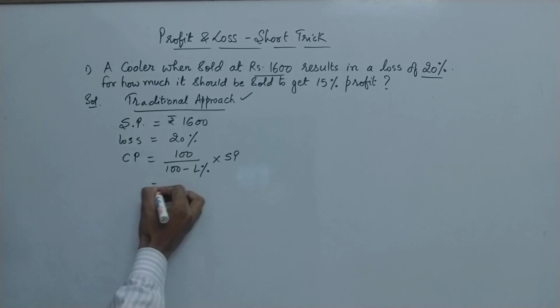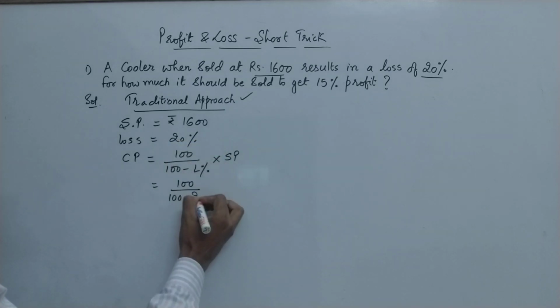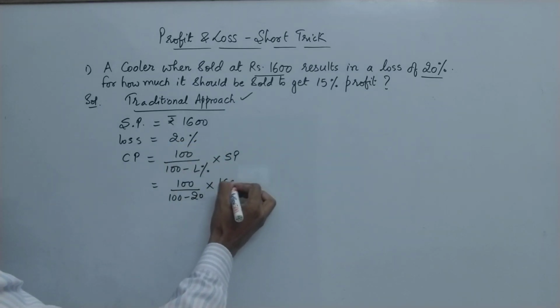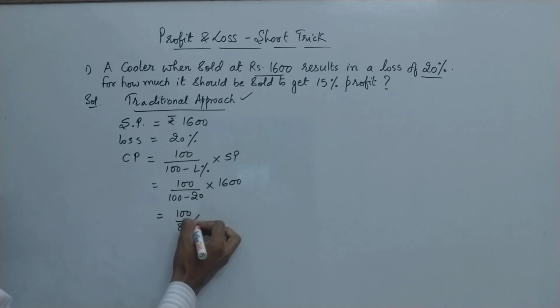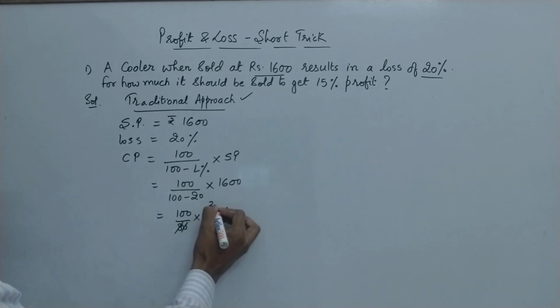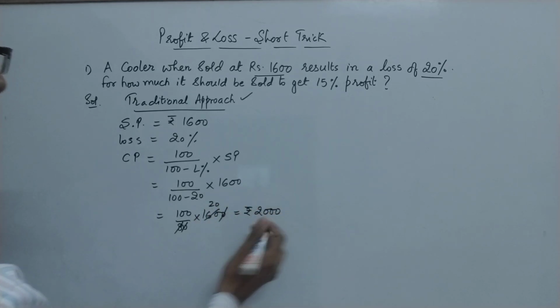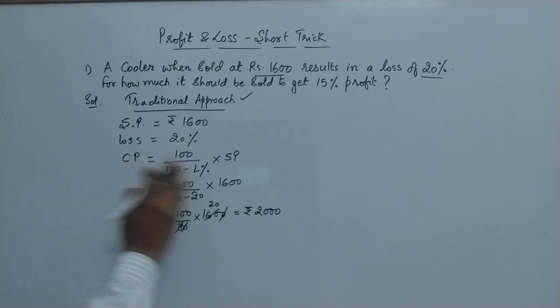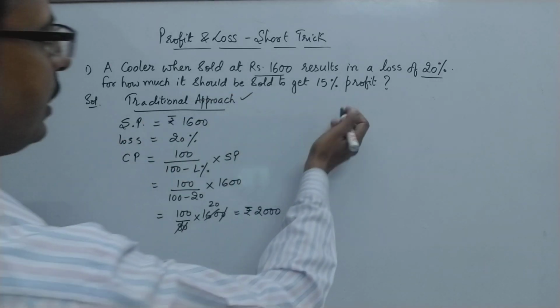So just substitute the values here. 100 upon 100 minus what is loss? Loss is 20% multiplied by the selling price 1600. So you get 100 upon 80 into 1600. So you got to solve this. So this goes exactly 20 times, thereby giving you rupees 2000 as the cost price of the cooler. Now after getting to the cost price, you have to look at the other part.